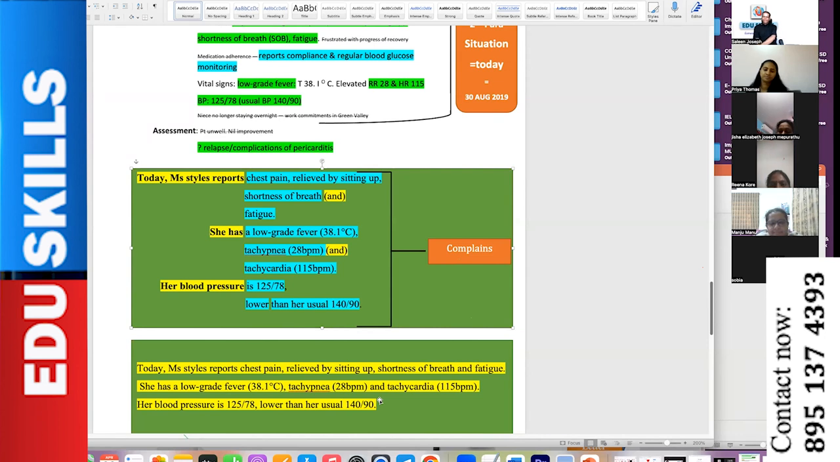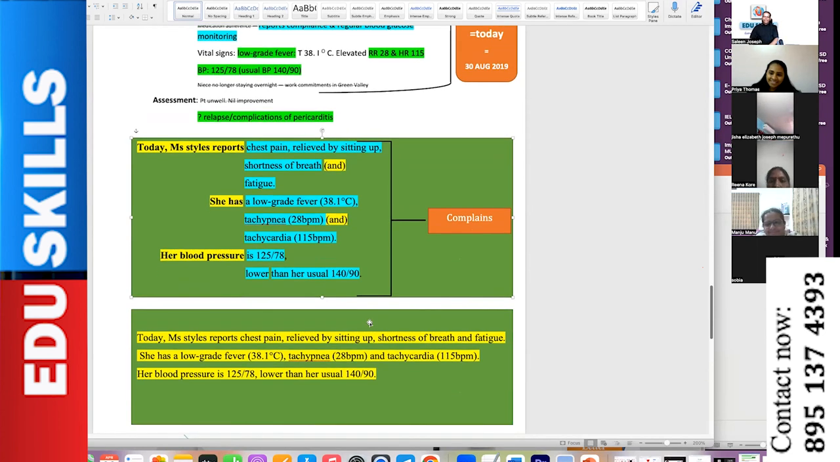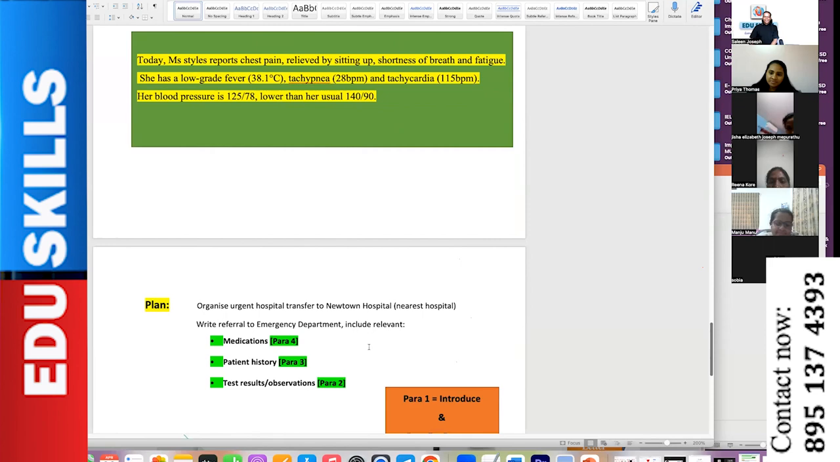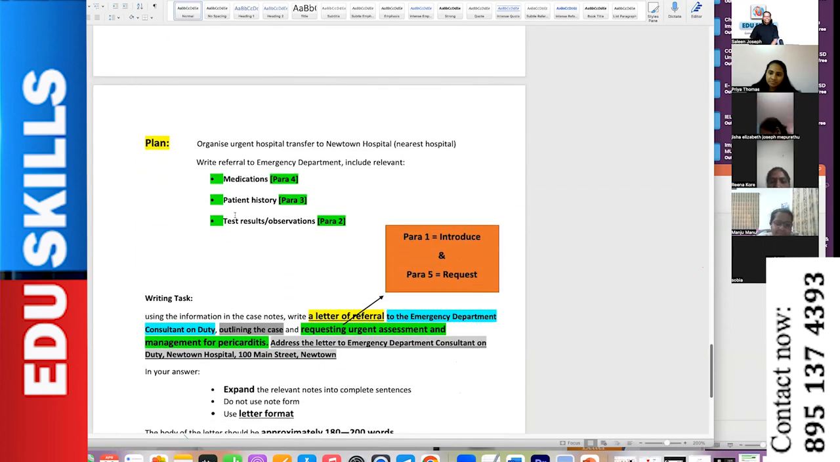But the problem of most of our OET aspirants is that you just want to immediately go, right? The flight ticket is ready and the exam date is ready. So I have to somehow or other write some letters and go. Okay, cool. Now here you see: organize urgent hospital transfer to Newtown Hospital, nearest hospital, write referral to emergency department, include relevant medications, patient history, test results, or observations. They have clearly told you what is to be included, but they have given it in a jumbled order to confuse you. That's the trick they play. Actually, this is to the emergency department.